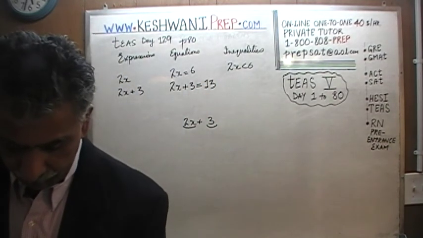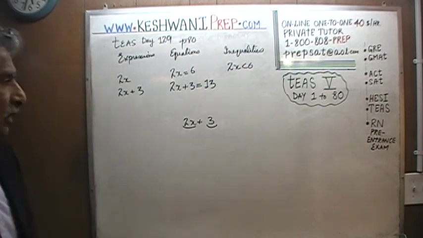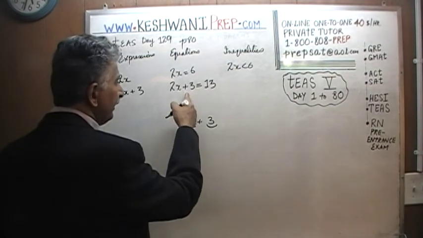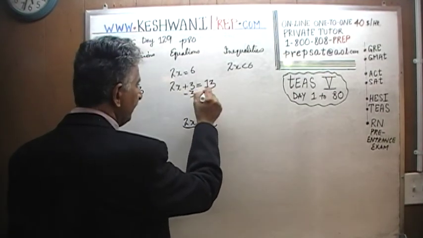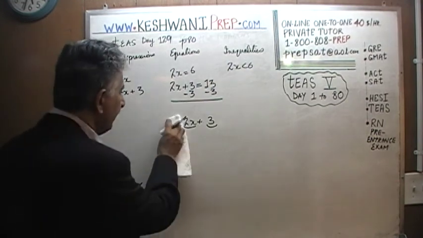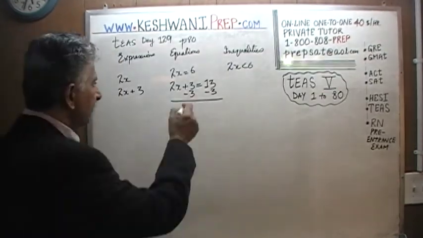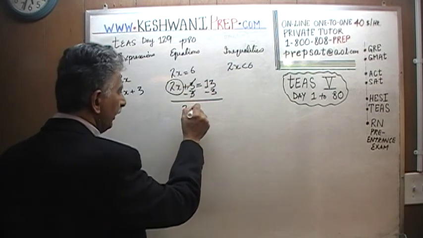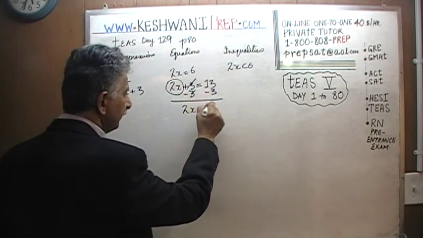that is an equation. Now, if you were given an equation like this, would you know how to solve it? Of course, we know how to solve it. First thing we have to do is bring this 3 to the other side. We subtract 3 from both sides of the equation. This 3 is going to drop out, and I'm going to be left with 2x on this side. 2x equals 13 minus 3, which is 10.